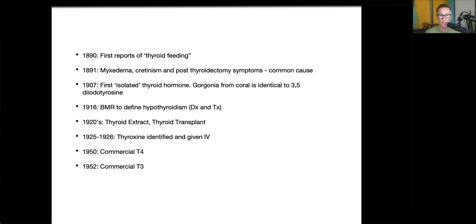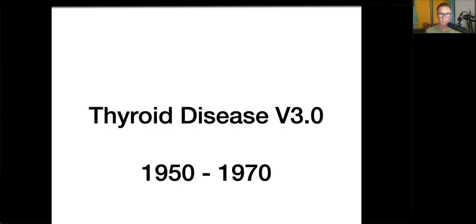In 1925 through 26, they identified T4 thyroxine and gave that intravenously to treat those who were hypothyroid. By 1950, 1952, they had made commercially manufactured and oral versions of isolated thyroid hormones. Now, during this time, they were already using thyroid extracts, and natural desiccated thyroid had already come about as well.